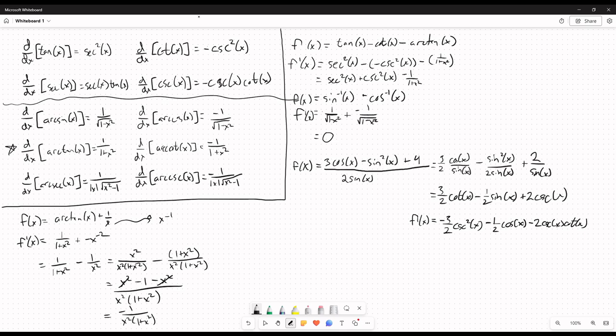So there's some examples using these new derivative rules, and hopefully you can apply those in other problems.